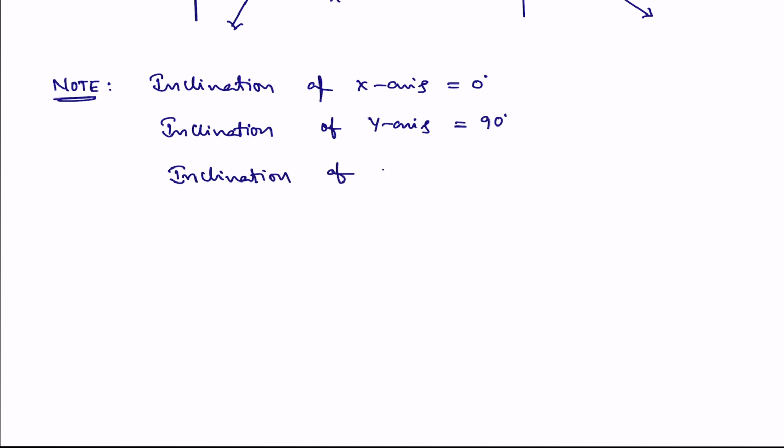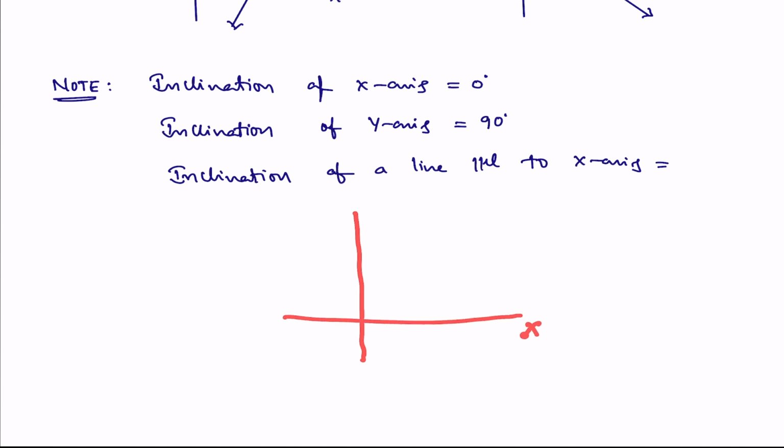Inclination of a line parallel to x-axis. Suppose this is the coordinate axis, x-axis, y-axis. This is the line parallel to the x-axis. This line doesn't cut the x-axis because it is parallel to the x-axis. What is the angle made by this line with the x-axis? 0 degrees. So the inclination of a line parallel to the x-axis is 0 degrees.